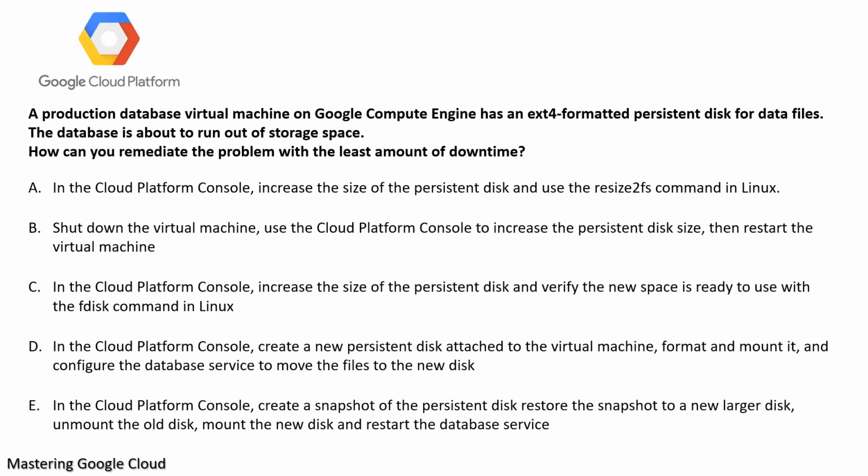In this question, a production database virtual machine on Google Compute Engine has an ext4 formatted persistent disk for data files. The database is about to run out of storage space. How can you remediate the problem with the least amount of downtime? In this question, you know that you have to resize the disk. And to do that, you do not have to shut down the machine, you do not have to use the fdisk command, and you do not have to use formatting or mounting. So all the options may not look correct.